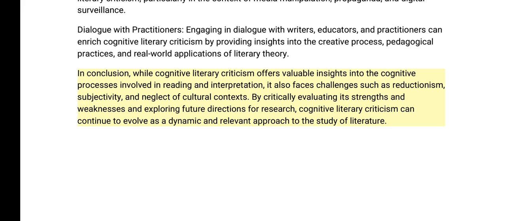In conclusion, while cognitive literary criticism offers valuable insights into the cognitive processes involved in reading and interpretation, it also faces challenges such as reductionism, subjectivity, and neglect of cultural contexts. By critically evaluating its strengths and weaknesses and exploring future directions for research, cognitive literary criticism can continue to evolve as a dynamic and relevant approach to the study of literature.